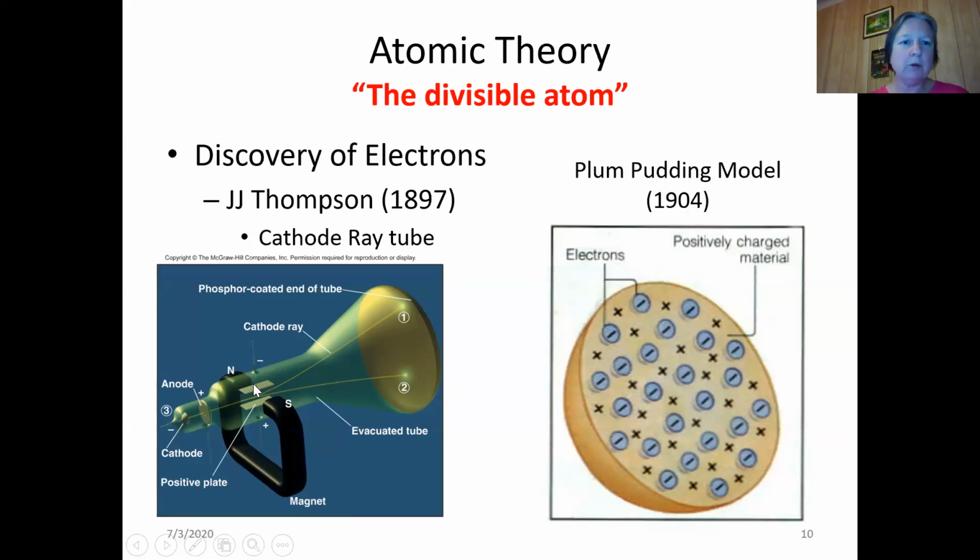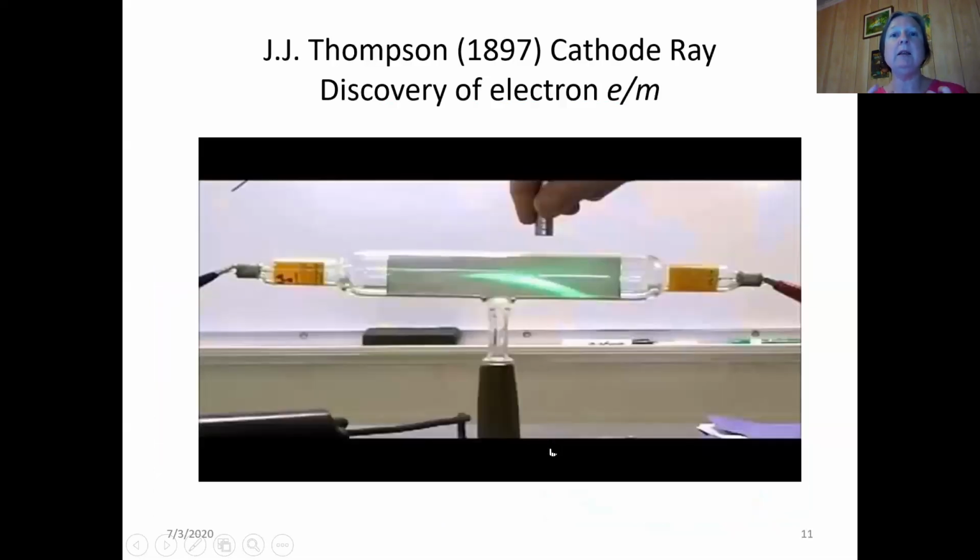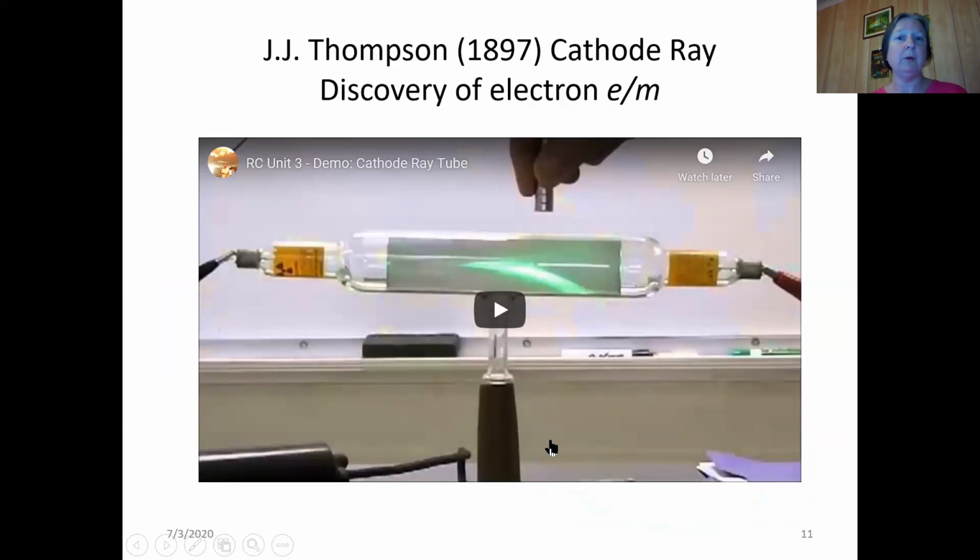And then he put charged plates, positive and negative, on either side. When he did that, his cathode ray bent. Well, he knew it could only be bending because of the charge that he applied on the plate, and it bent according to the charge. So he did another discovery using magnets, because if you apply a magnet to a negative charge, it will bend away.